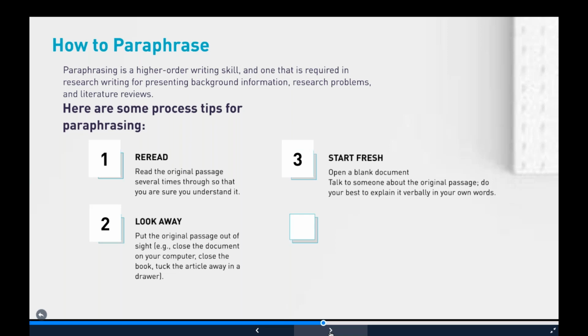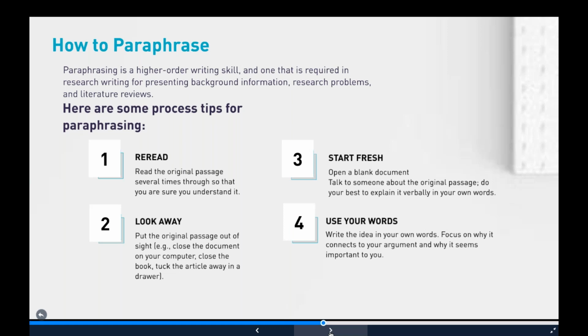When you're paraphrasing, try to start fresh. Open a blank document. Don't look at your other writing or other sources, and talk to someone about the passage. Explain it to someone who's completely unfamiliar with the idea. This can really help us ascertain what we think about the source. This also helps us use our words. Writing the idea in your own words, focusing on how it connects to your argument, is how you achieve a successful paraphrase. If I keep the structure or the words of the original source, I have not paraphrased correctly.